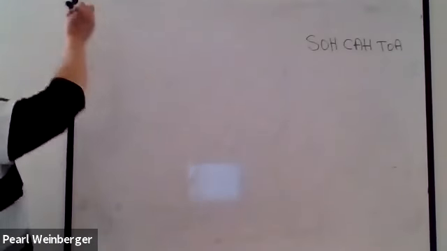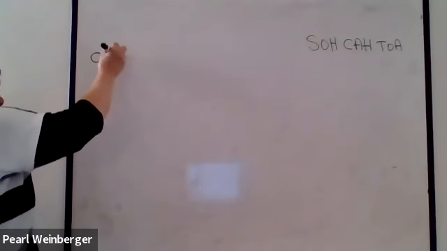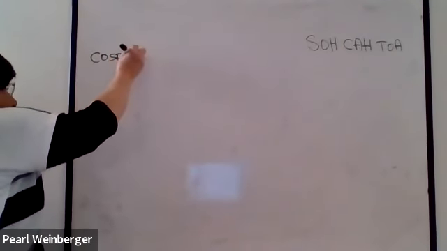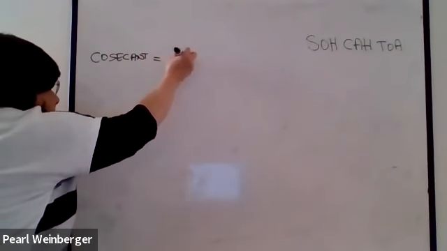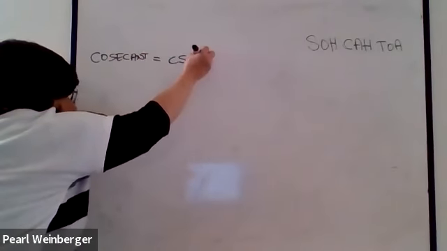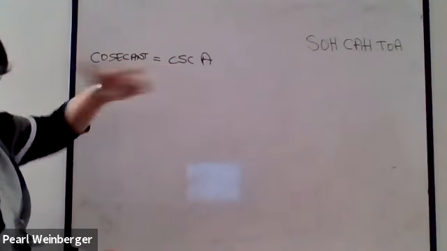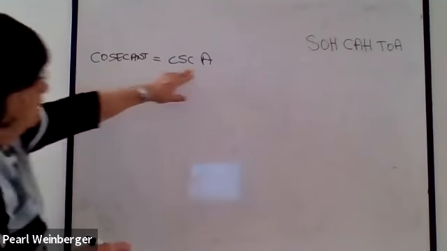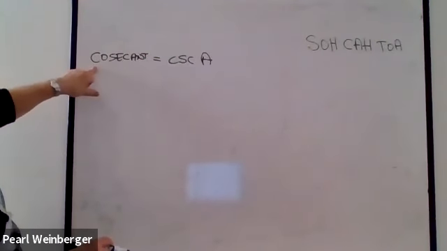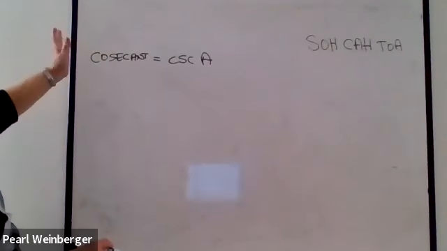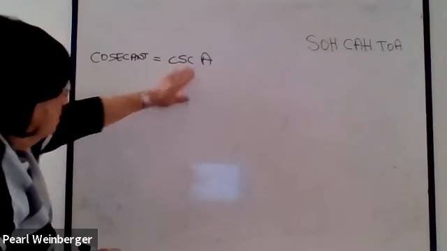There's something called the cosecant, which is abbreviated CSC. You also always, just like sine and cosine, have to put a letter next to it telling you what angle you're looking at. Notice we can't call it COS, because that is the cosine. So it's abbreviated CSC.